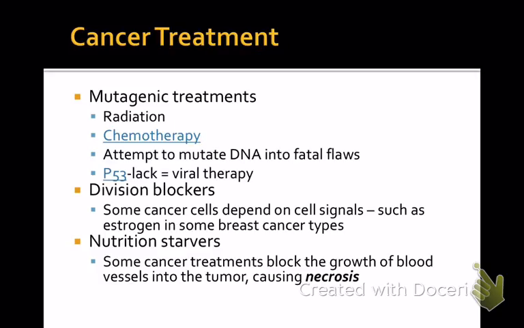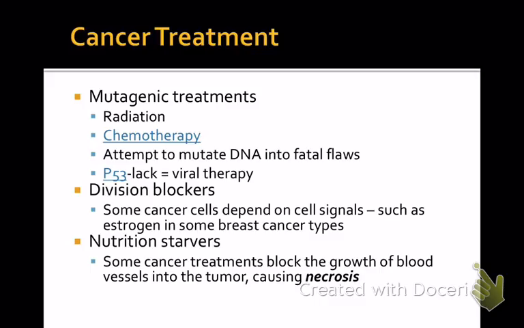So why do we use radiation as a treatment for cancer? We might actually focus a beam on a tumor that's near the body's surface. We take radioactive needles and insert them in the prostate to treat prostate cancer. Why does radiation work? What do you already know radiation does to DNA? It mutates the DNA. We're hoping it mutates it enough that the cell basically dies out.